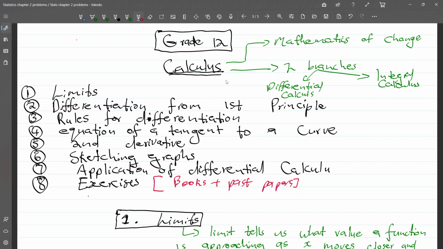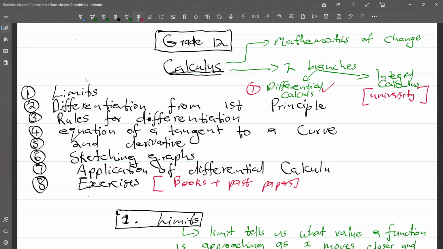We have two branches. Our first one is differential calculus. Differential calculus measures how fast something is changing at any moment, and this is what we'll be covering in this chapter. Then we have integral calculus. Integral calculus measures accumulated change over time, which will be covered in university.